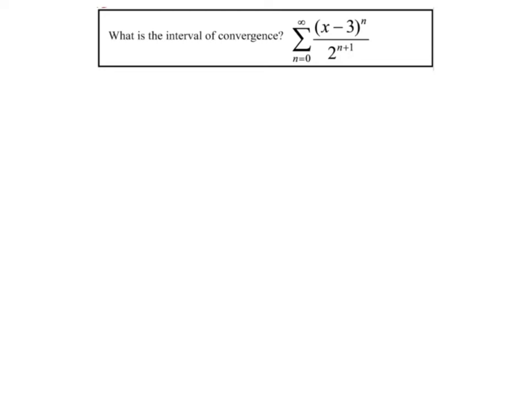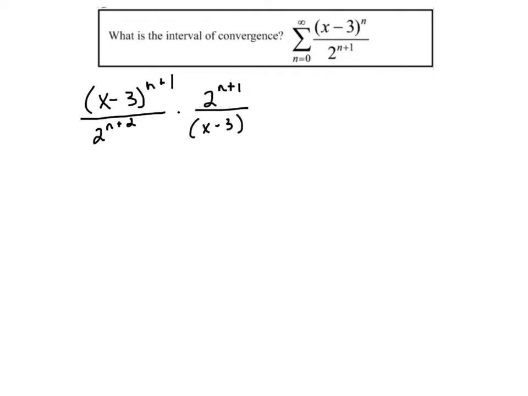Okay, in this video we're just going to review all of the things we've learned with convergence and Taylor series and some AP type questions. So first of all, the interval of convergence. Well, remember we always set up the ratio test. So the limit as n approaches infinity has to be less than 1.